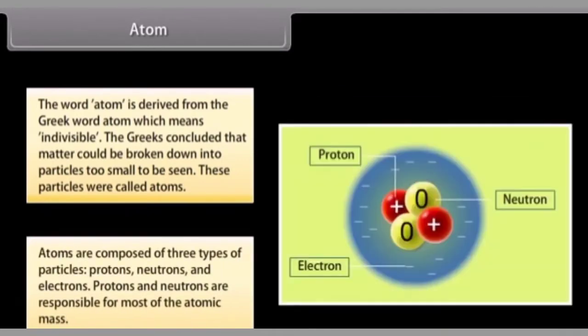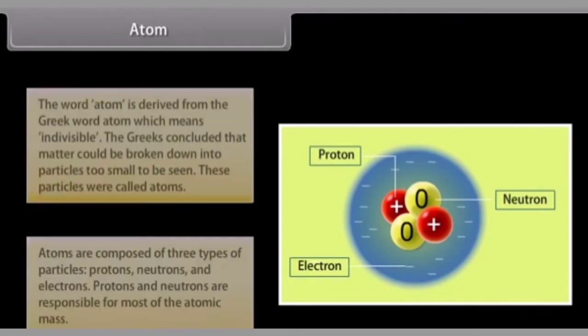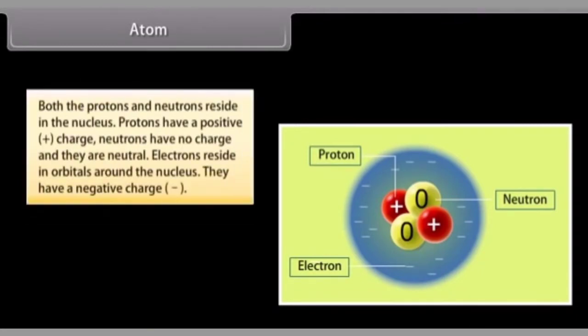Atoms are composed of three types of particles: protons, neutrons and electrons. Protons and neutrons are responsible for most of the atomic mass. Both the protons and neutrons reside in the nucleus. Protons have a positive charge, neutrons have no charge and they are neutral. Electrons reside in orbits around the nucleus. They have a negative charge.